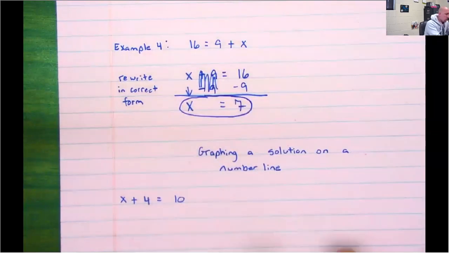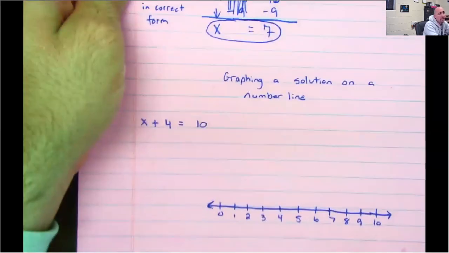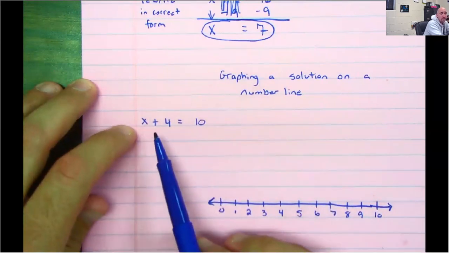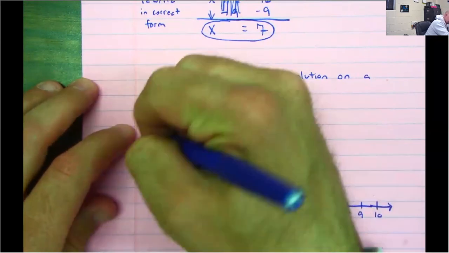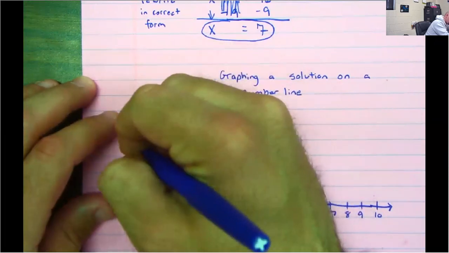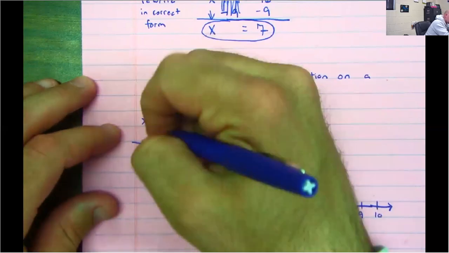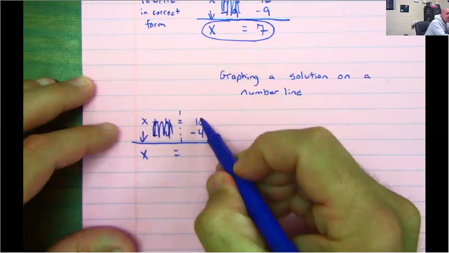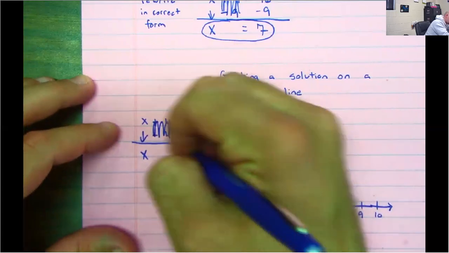Now we got one more. We're going to graph a solution on a number line. Oh, we got a graph. I know. We got a graph. All right, let's solve first. Inverse of adding 4 is to subtract 4. 4 take away 4 zeros out. 10 minus 4 is 6.